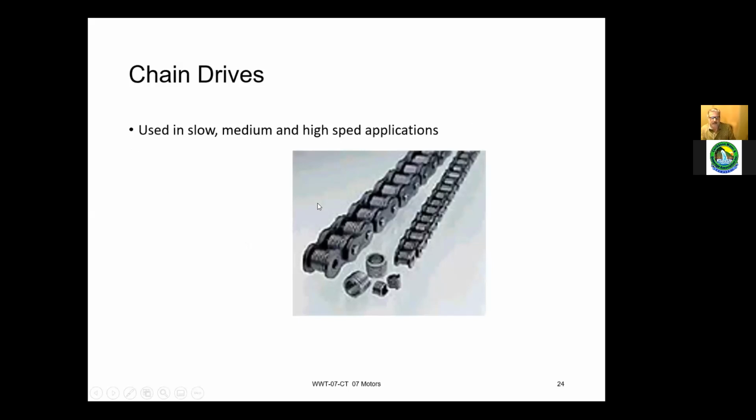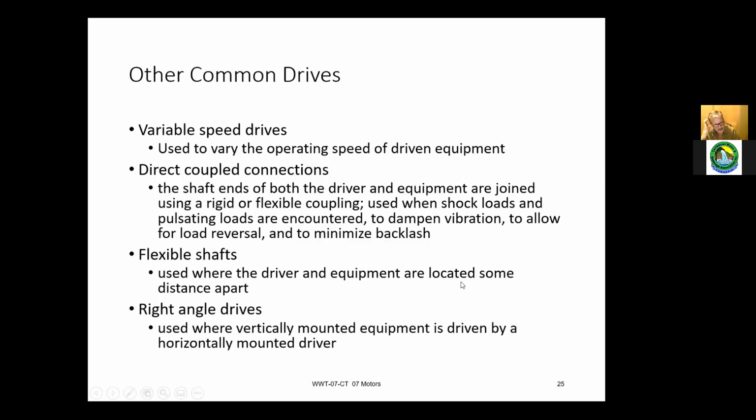Chain drives, the note here says it's used in slow, medium, and high speed applications, which is true. Most of the places you're going to find these are slow and medium, whether it's chain drive on a pump, chain drive on a primary clarifier. Chains come in plastic, metal, in different formats depending on their application. And some other commonly used drive, variable speed drives or VFDs. I'm quite sure a lot of your pumps have VFD drives.